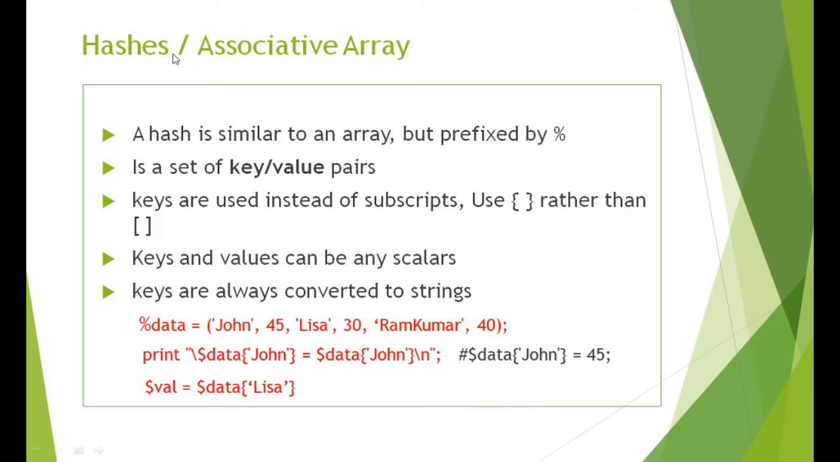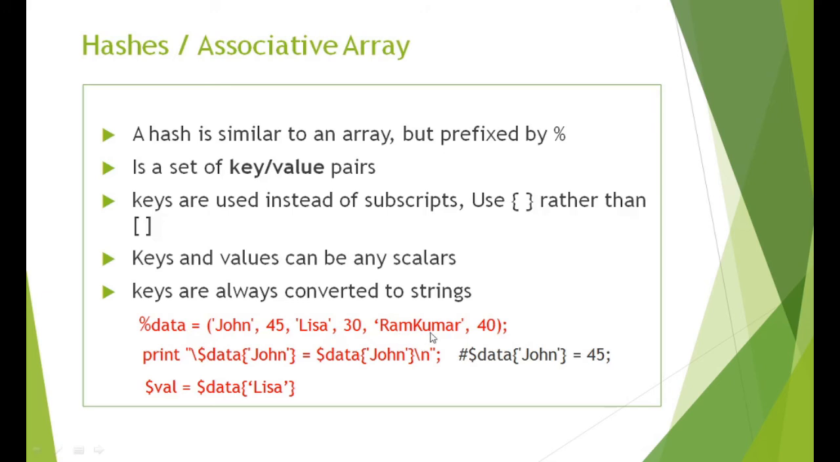We are going to see the next variable type, that is associative array. It is similar to an array, but it is prefixed by a percentage symbol. It's a key value pair. Here keys are used instead of subscripts. In an array you use subscripts and you are enclosing it with a square bracket. But here it's a key and you have to use curly braces. The keys and values can be any scalar variable. Keys are always converted to strings.